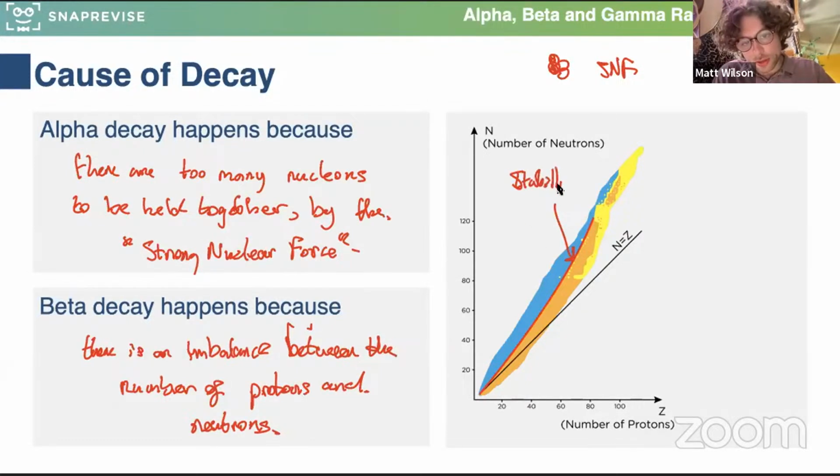If your atom has a number of neutrons and a number of protons, this is a plot of neutrons against protons. If it has a number of neutrons and protons such that it sits on this line, then it is very unlikely to decay by beta or alpha decay. However, notice that this line stops.